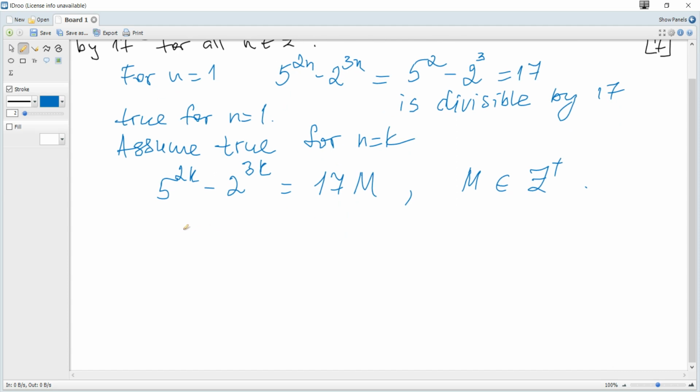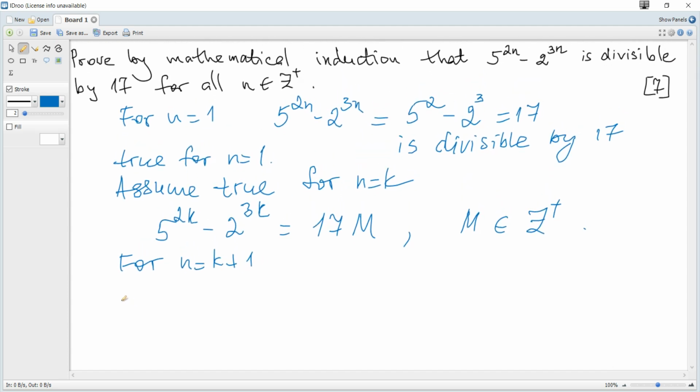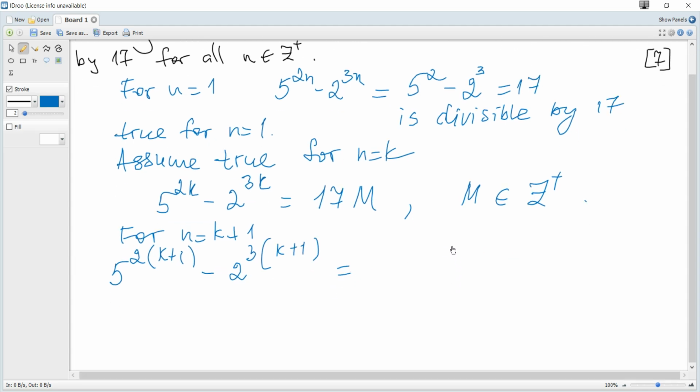And the next, we should consider n is k plus 1, so we write for n is k plus 1. Our expression becomes 5 to the power of 2 multiplied by k plus 1 minus 2 to the power 3 multiplied by k plus 1 is equal to.